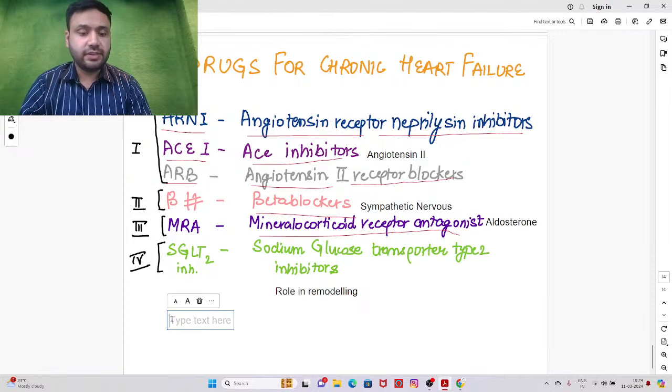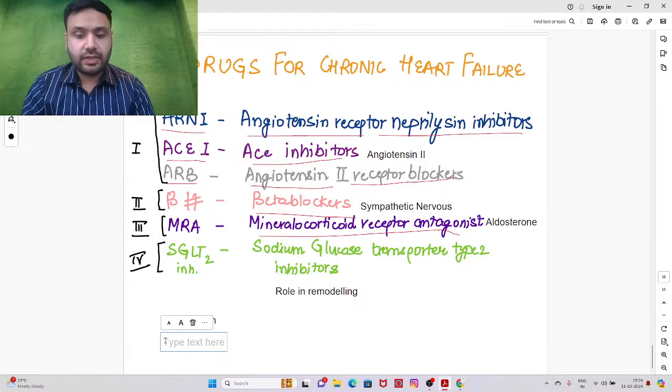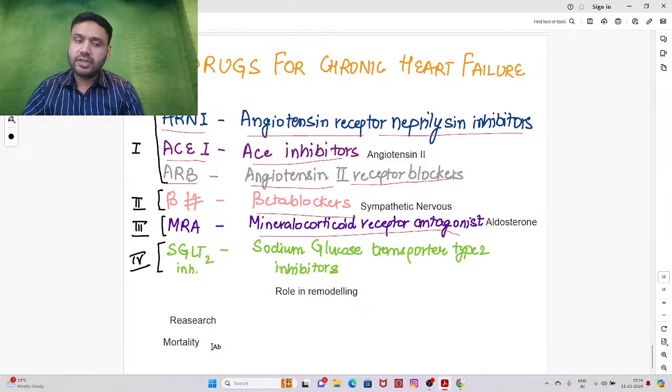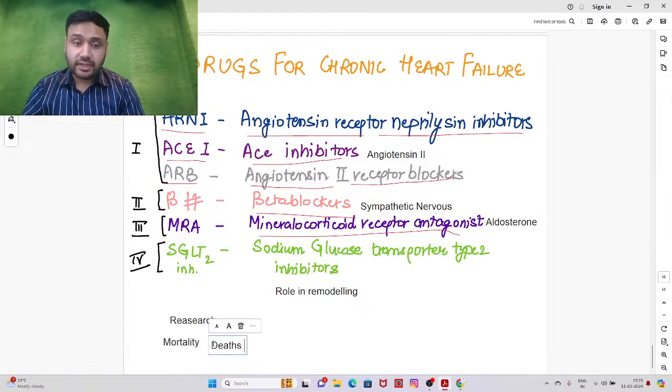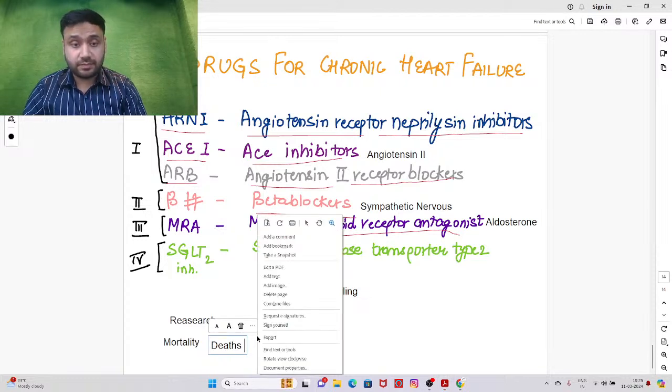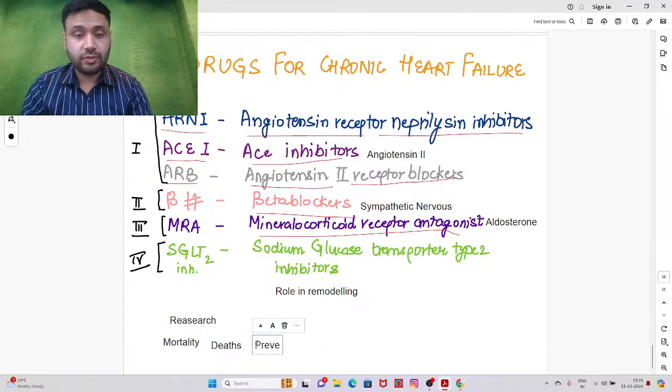So it has been found in research that they benefit patients. How? They decrease mortality. And what does mortality mean? It means they prevent deaths. And then they also prevent rehospitalization.